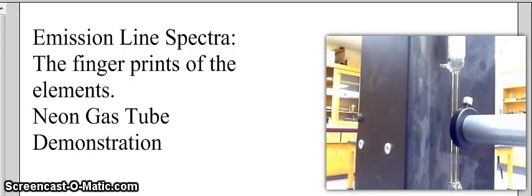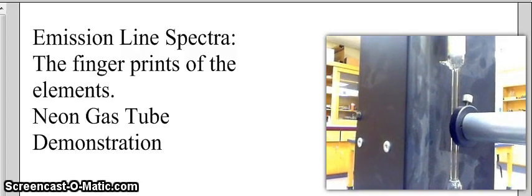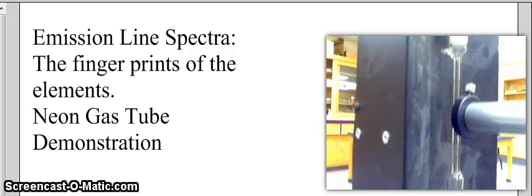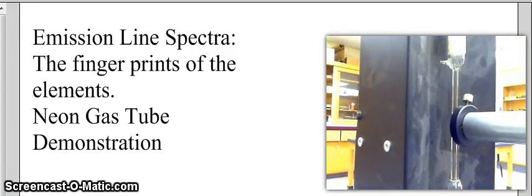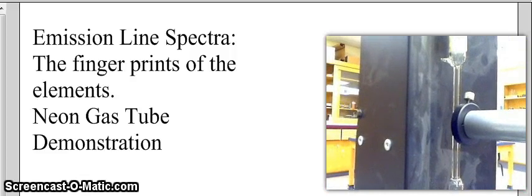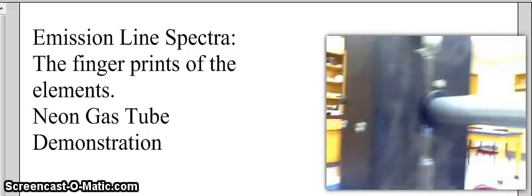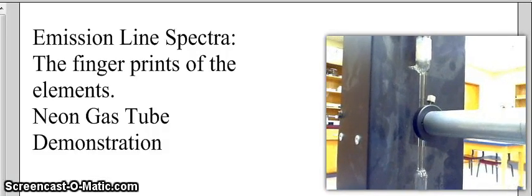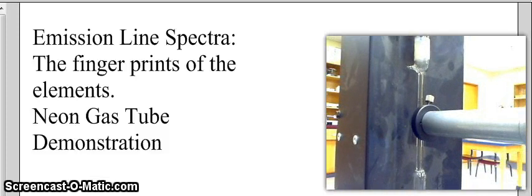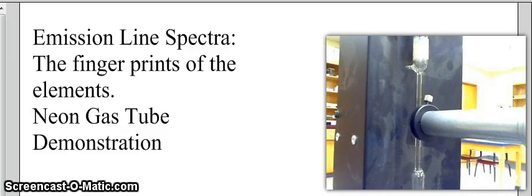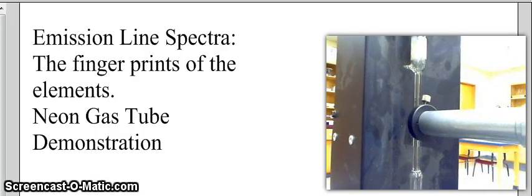So when you excite the gas in this tube, the electrons go to a higher energy state because of the energy of the electricity pumping energy into the atoms in the neon gas. Then, of course, after a short time, which is very short, the atoms have their electrons jump to a lower energy state, emitting a photon. Here we will be able to see lots of photons being emitted in the emission line spectrum.